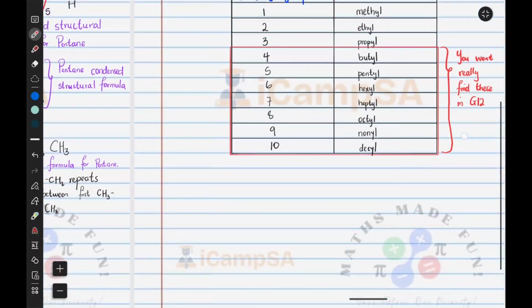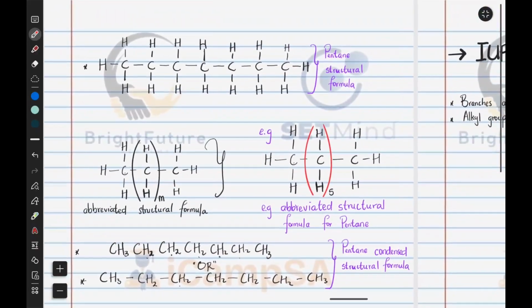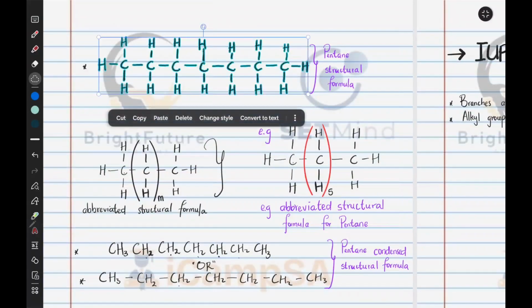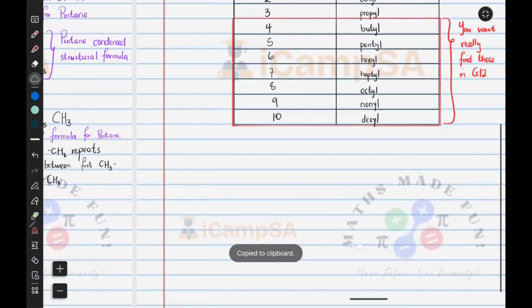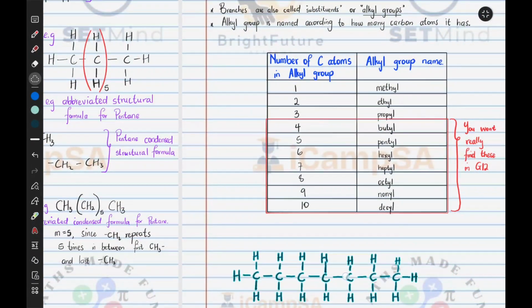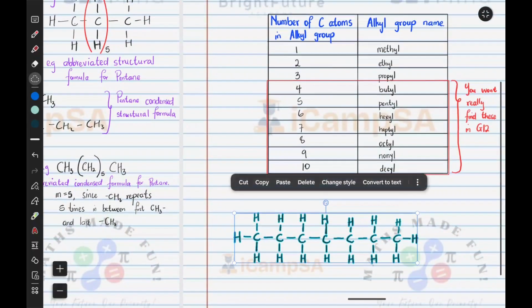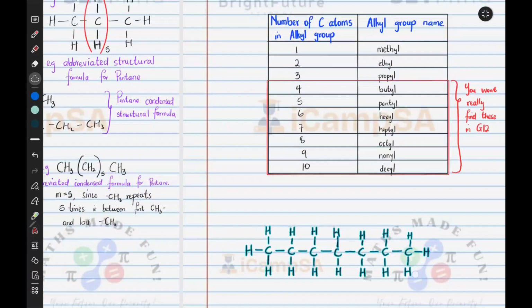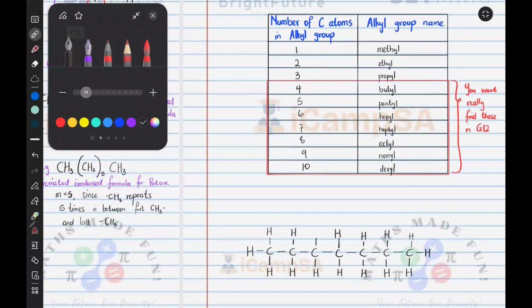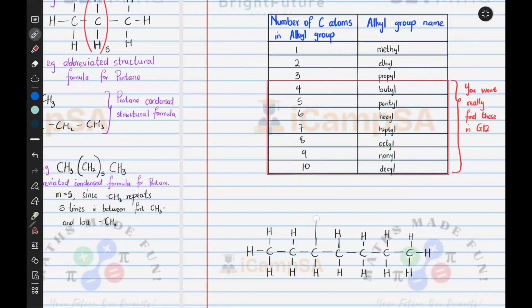So let's take an example of our pentane. In pentane, let's say we had a chain, right? For the sake of example, say this is our hydrocarbon. Don't worry now about the naming and everything. We will get to it in a minute. We are just illustrating a point. And then there's a branch here.